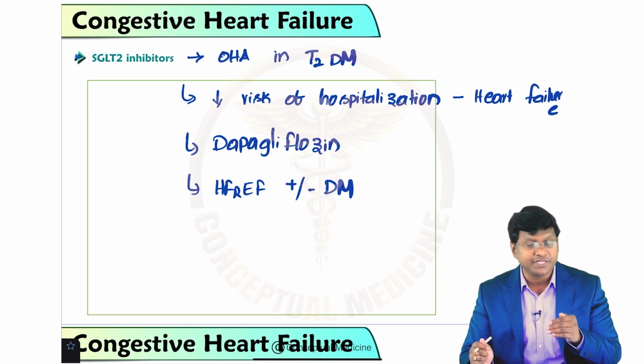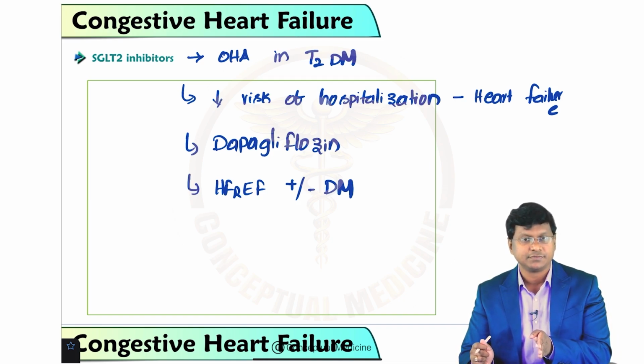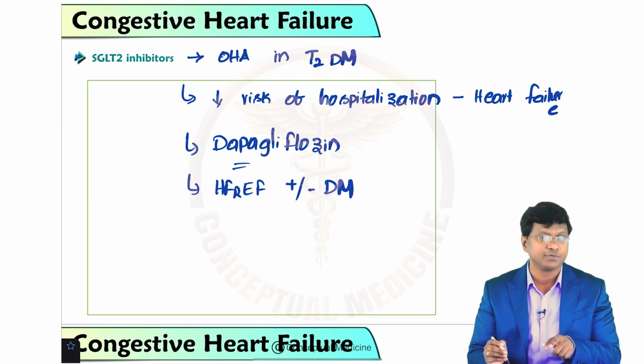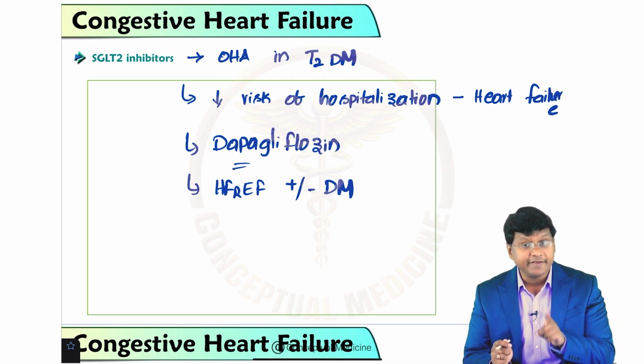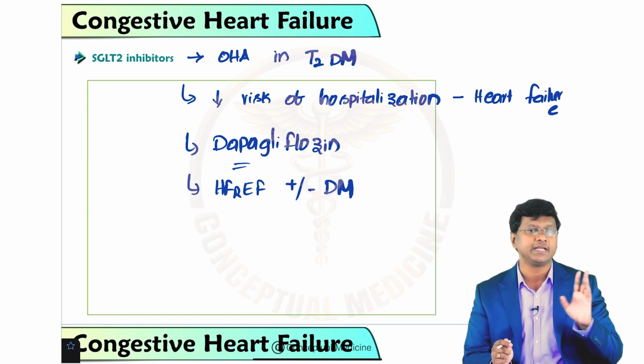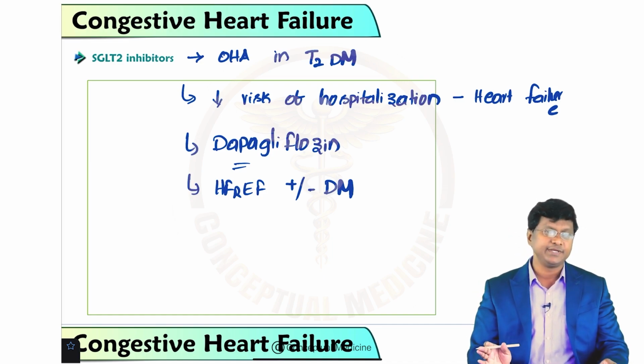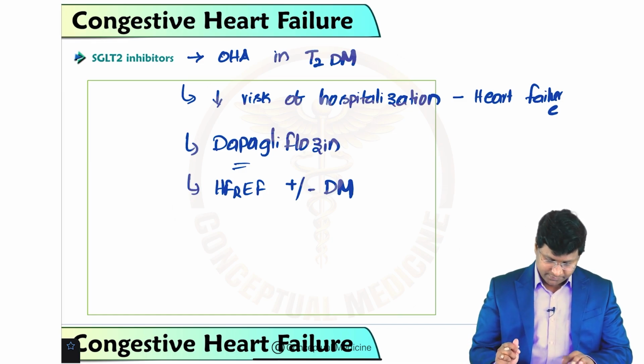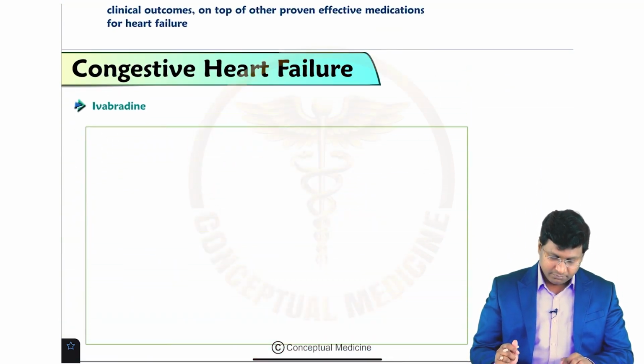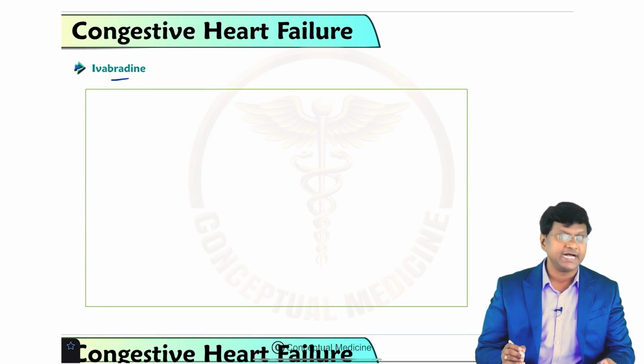And for patients without diabetes, with heart failure with reduced ejection fraction, dapagliflozin has FDA approval to improve the clinical outcome within the individual. So that is about your SGLT2 inhibitors. Next, the other important drug is ivabradine.